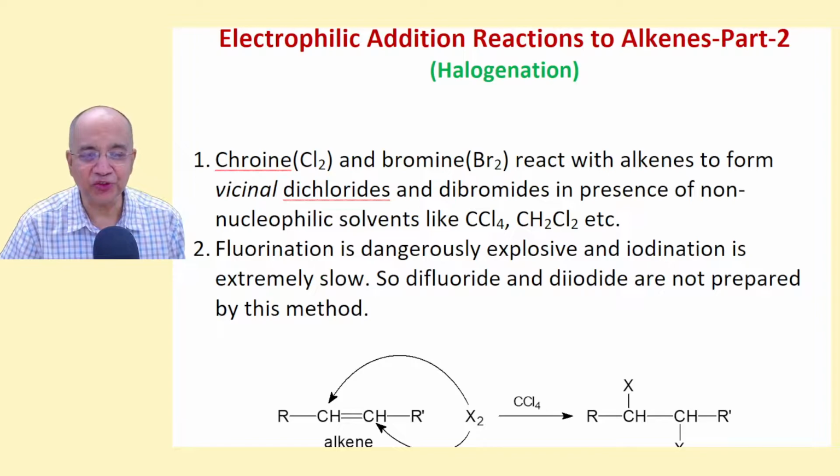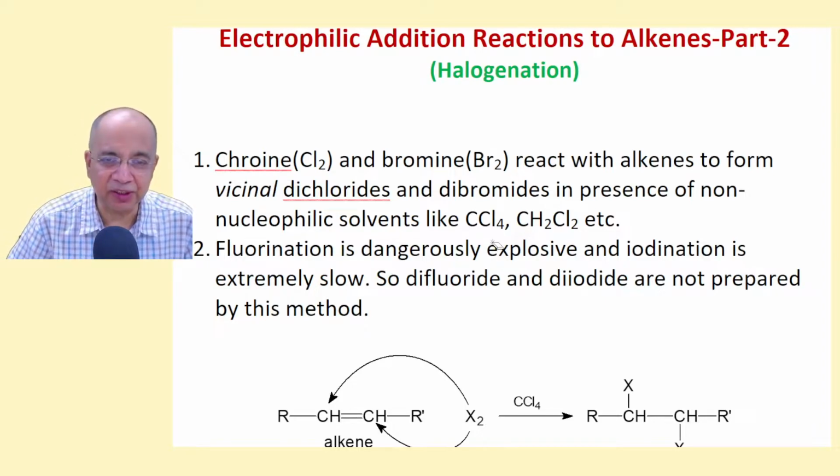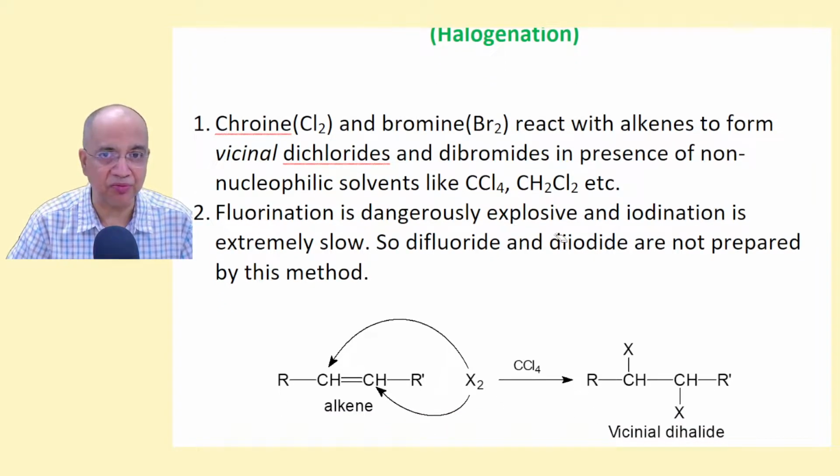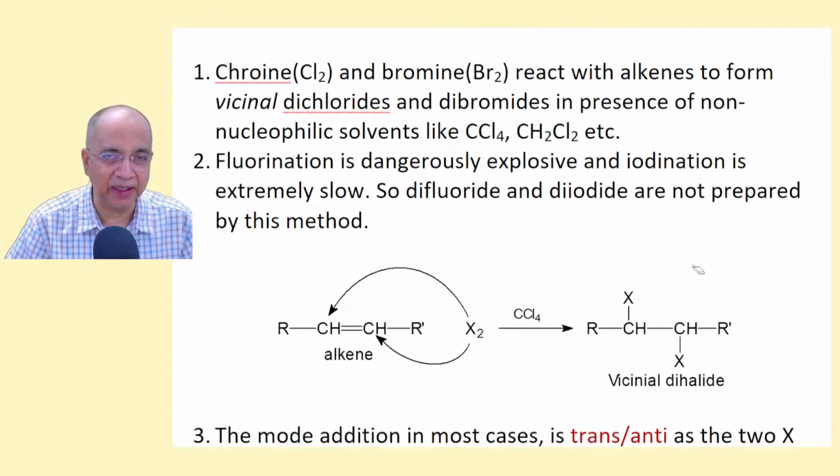Chlorination, just read with me. Chlorination and bromination: bromine and chlorine react with alkenes to form vicinal dichloride and dibromide in presence of non-nucleophilic solvents like carbon tetrachloride, methylene chloride or dichloromethane. Fluorination is dangerously explosive and iodination is extremely slow. So we forget about making difluoride and diiodide by addition method.